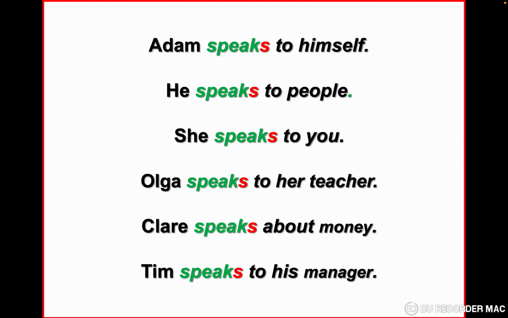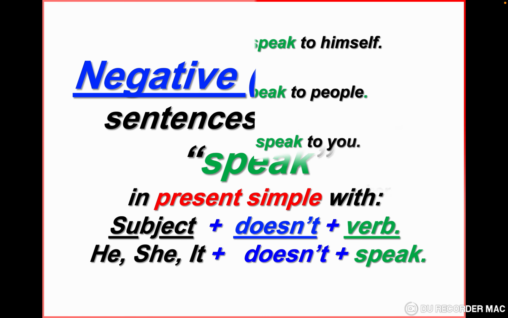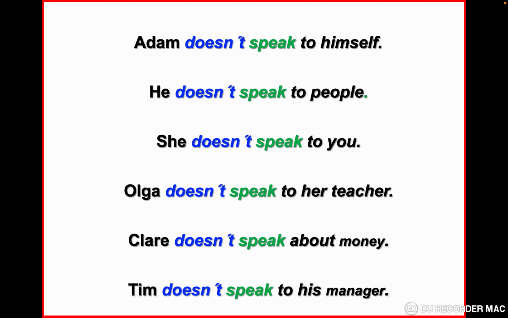So we see the verb is with S because it's positive form. Let's see the negative form and let's see if we have S or not. Of course we don't have S because we are in the negative form.